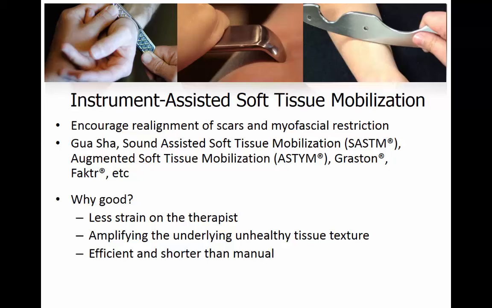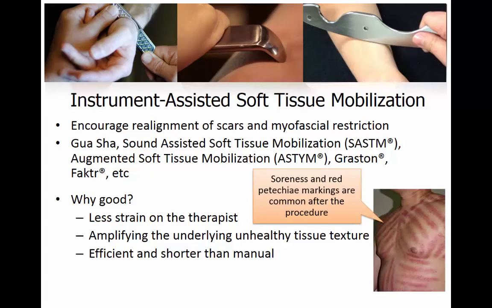What makes these tools good? They can cause less strain on the therapist. They can also help to amplify the underlying unhealthy tissue texture. They are also more efficient, and therefore we can have shorter manual therapy sessions for our patients. Soreness and red petechia markings are common after the procedure, but should go away within 24 to 48 hours.